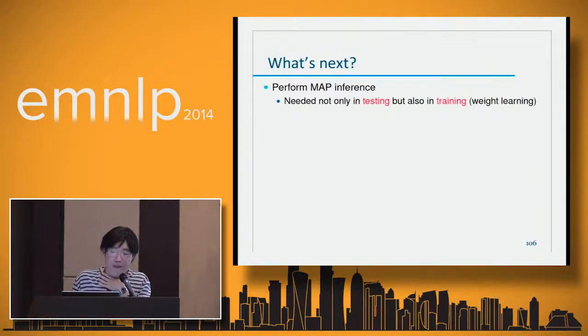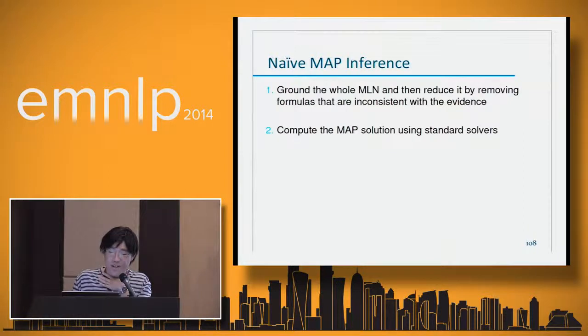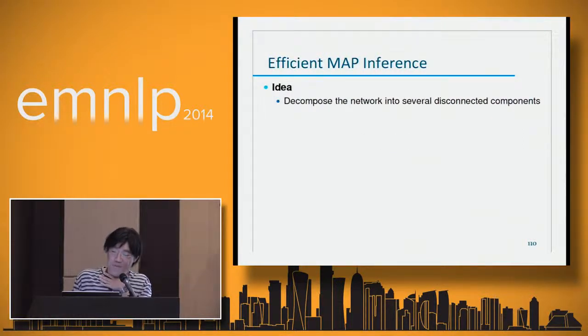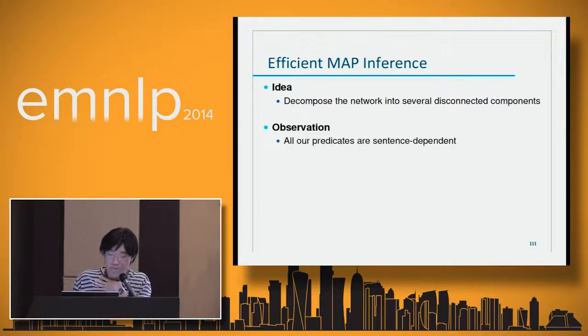Okay? And so what's next? Well, we need to perform MAP inference, not only in testing, but also in training, meaning weight learning. So the question is how? Well, let me tell you what the idea is. We want to decompose the network into several disconnected components, because otherwise, if we use the entire MLN, it's not going to fit into memory. So how can we decompose the network? Well, we make the following observation.